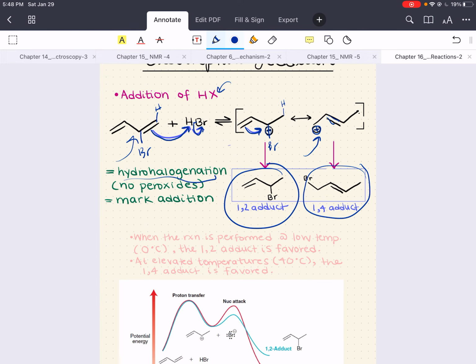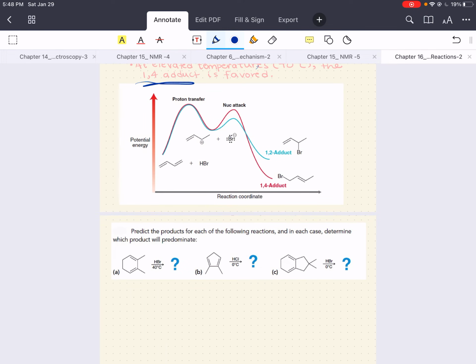Now, when the reaction is performed at low temperature, the 1,2 adduct is favored. At high temperatures, the 1,4 adduct is favored. So let's quickly just do 1 or 2 practice problems on this to really capture what happens, all right?